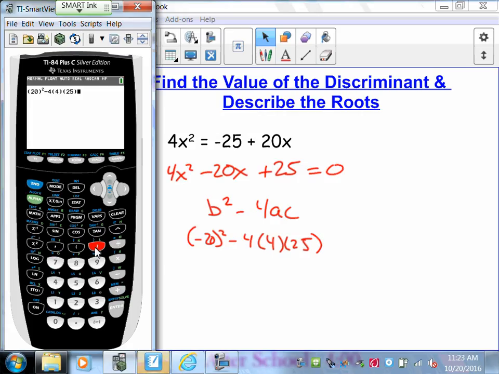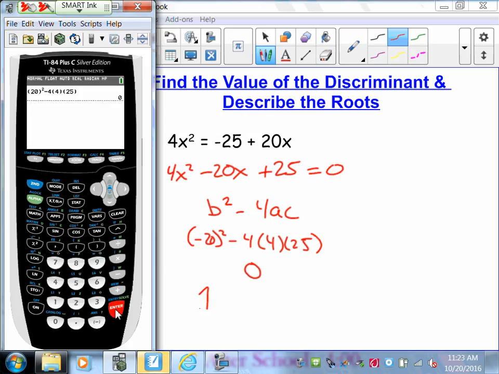Yeah? So the answer is 0. So if the discriminant is 0, how many solutions do I have? One. It's a double root. So there is one real solution. That's it. Because it says find the value of the discriminant and what's the nature of the roots. So the nature of the roots is one real solution. True?